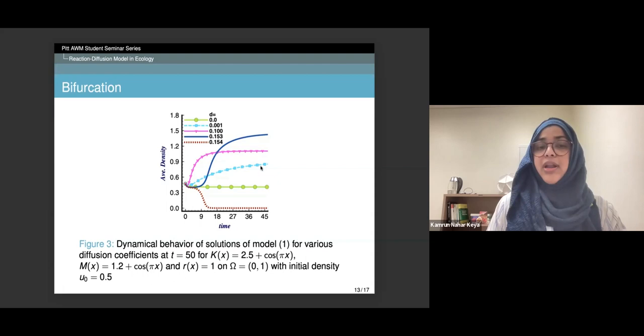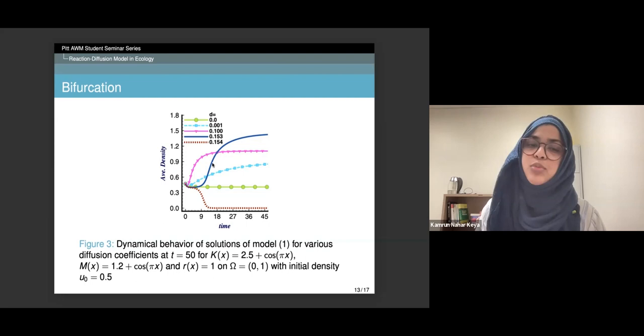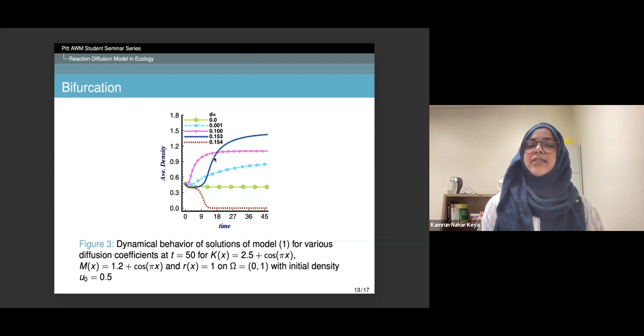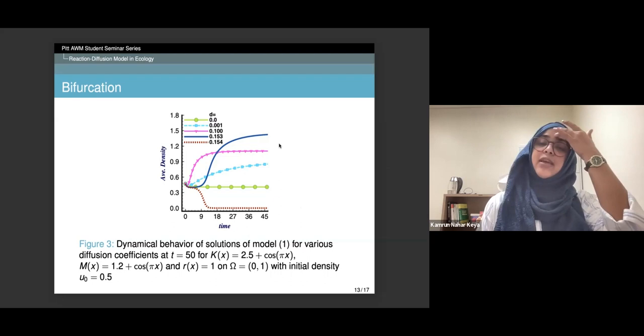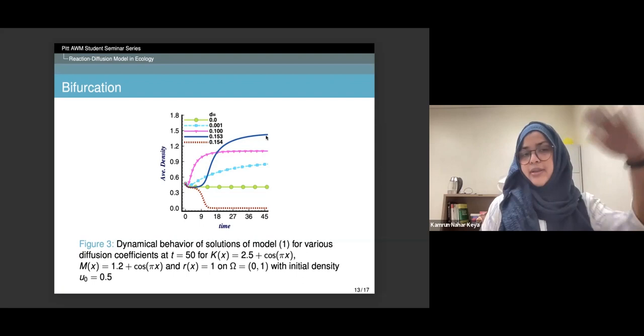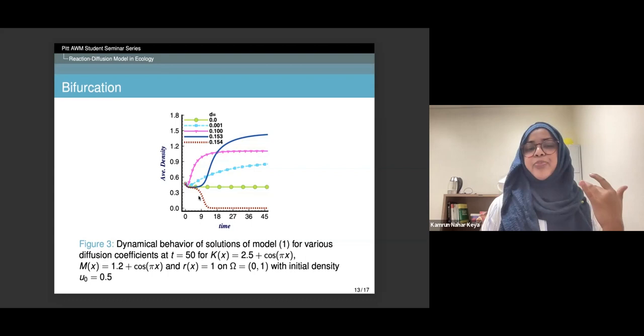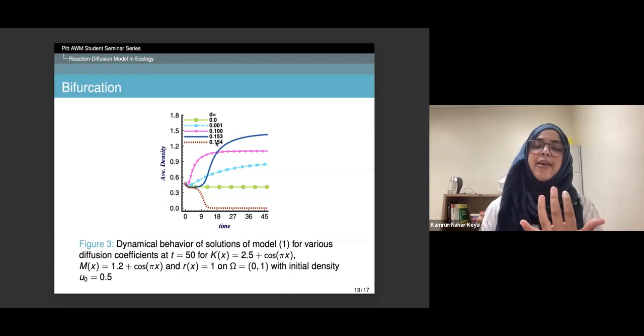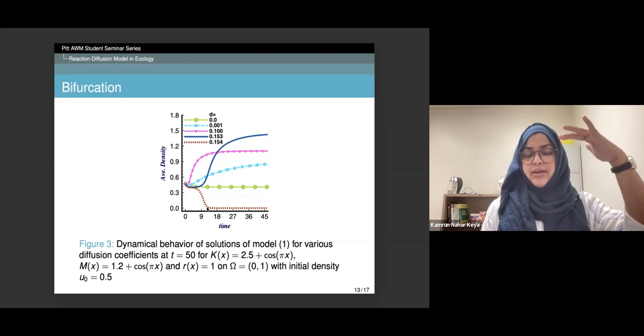Similarly, the two most important phenomena are this blue curve and the red curve. For the blue curve, we choose D equal to 0.153, and we see that it goes up and converges, as I increase T, to half of the carrying capacity, not the carrying capacity itself. Why is that? I'll show it in the next figure. But when you just increase D by 0.001, the solution does not converge to the carrying capacity or half of the carrying capacity anymore. It directly goes down to zero.